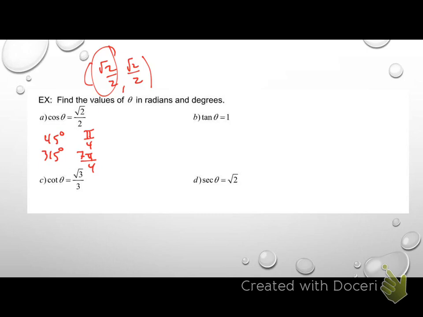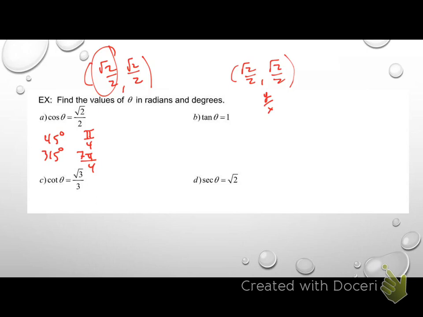Okay, you try to think through the next one. When are we going to have tangent of theta to be 1? All right, well, remember that tangent is y over x, so what I'm looking for are the places where the y and the x are going to be the same. Well, that's again when those coordinates are radical 2 over 2, radical 2 over 2.